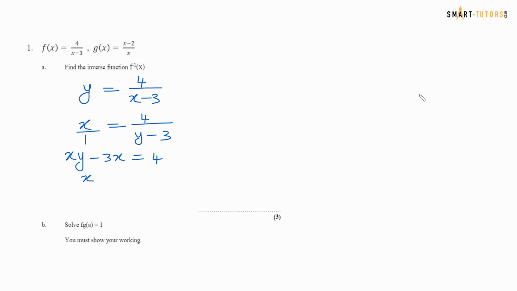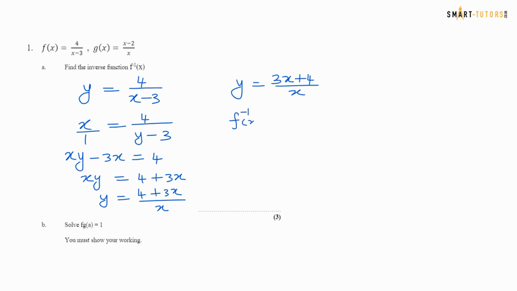So xy equals 4 plus 3x, and y equals 4 plus 3x over x. So y equals 3x plus 4 over x. So y is f inverse x, equal to 3x plus 4 over x. So that is the answer. f inverse x is 3x plus 4 over x.